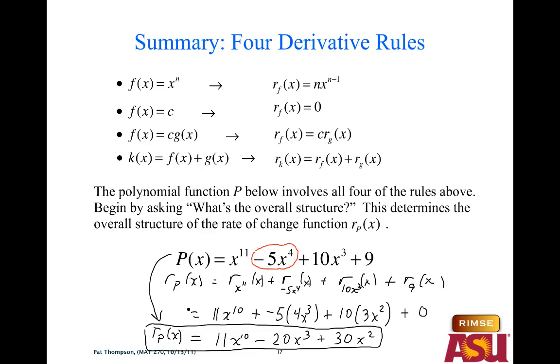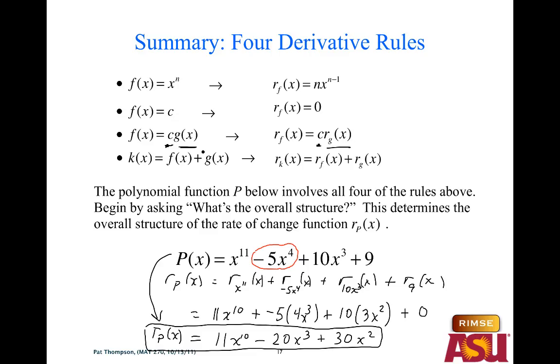Okay, questions? Especially those who have never done this before. This is the first time you've seen this. Did you follow it? Yes, please. So rule 3 is if you have a constant times some function, the rate of change is the constant times the rate of change of the function. Do you follow that? If you have a constant multiplied times some function of x, then its rate of change is that constant times the rate of change of that function.